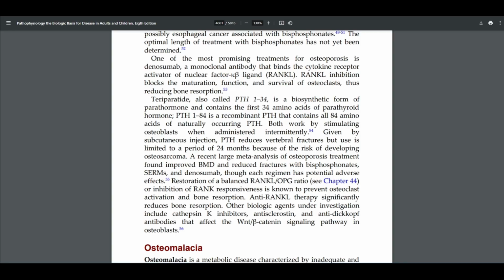One of the most promising treatments for osteoporosis is denosumab, a monoclonal antibody that binds the cytokine receptor activator of nuclear factor kappa B ligand, RANKL. RANKL inhibition blocks the maturation, function, and survival of osteoclasts, thus reducing bone resorption.